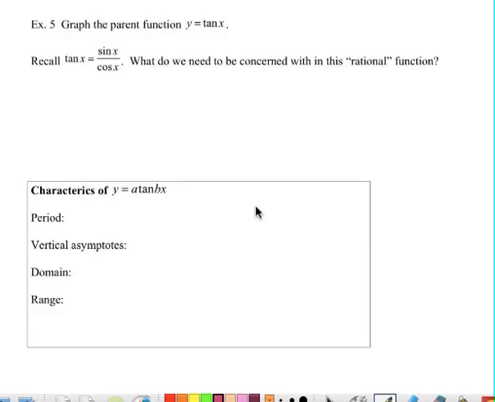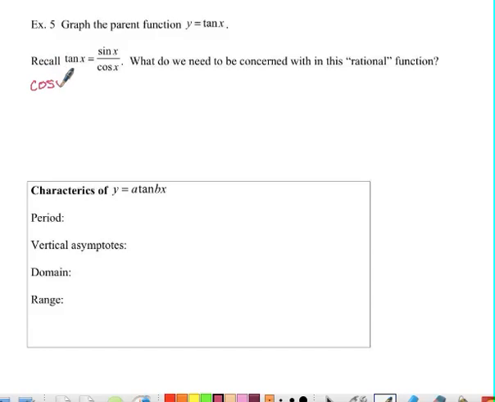So what do we need to be concerned with in this rational function? Do you guys remember when you have a fraction, what do we need to be concerned about? We did it back in chapter 8. Anyone? How about where the denominator is equal to 0?